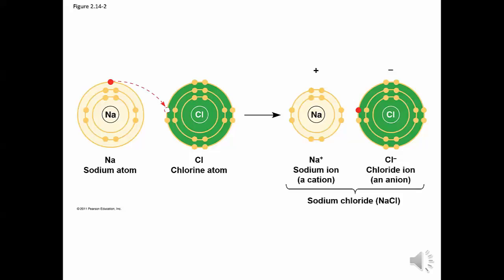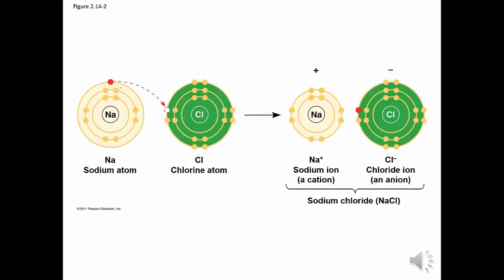So let's look at this example. Here is sodium. Sodium has one electron in its outer energy level. That is unstable. It wants to have up to 8, right? Chlorine has 7 electrons in its outer energy level. It's missing one. So what happens is this electron gets ripped off and sent over here to chlorine.